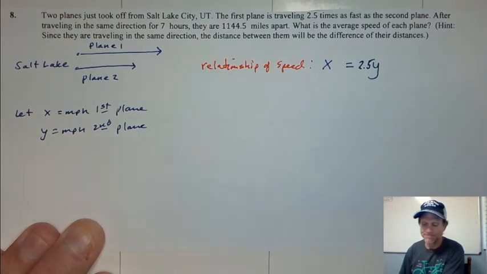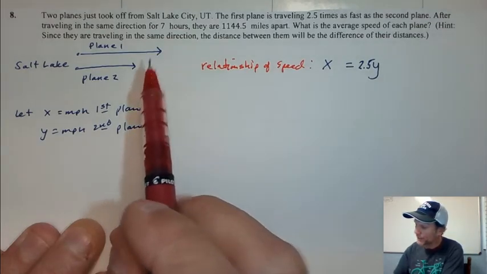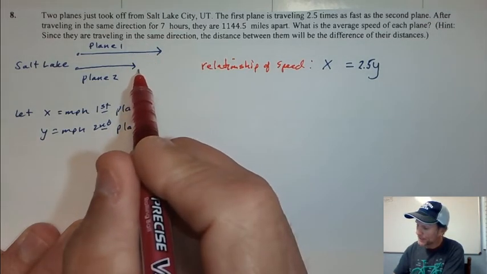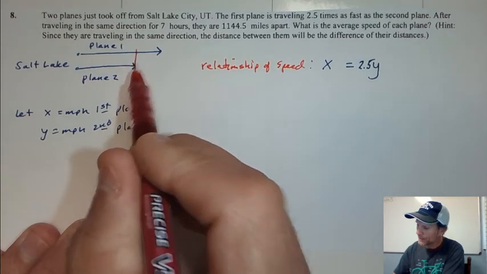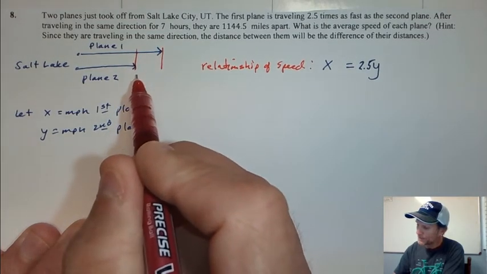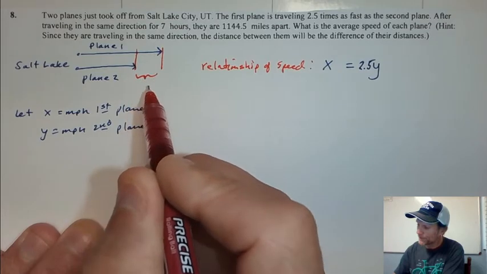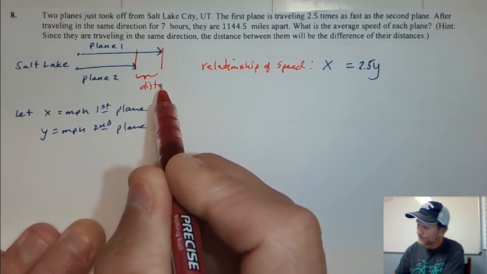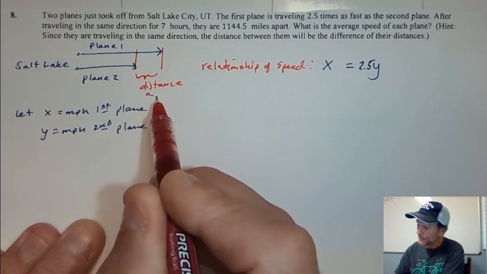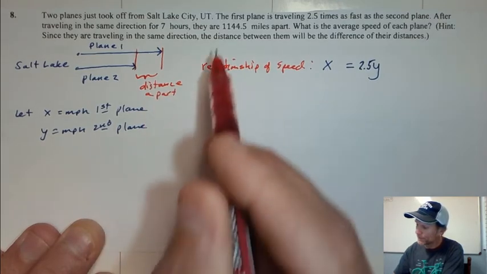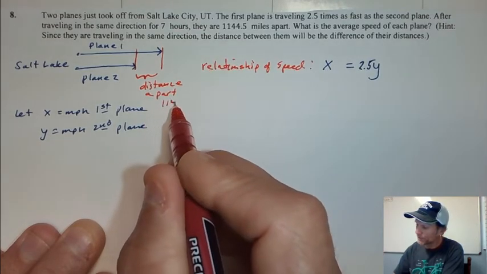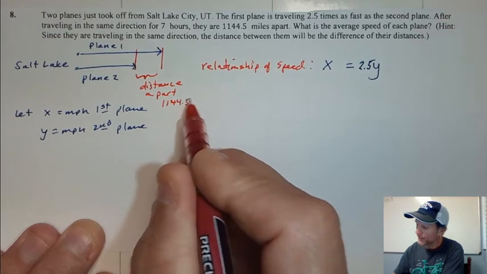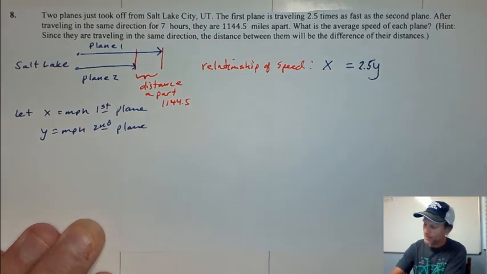Now, next up, I'm going to think about if planes travel in the same direction. This right here would be the distance apart. And do I know the distance apart? Well, it says it's 1,144.5 miles. But I have to have some other thoughts here about distance.